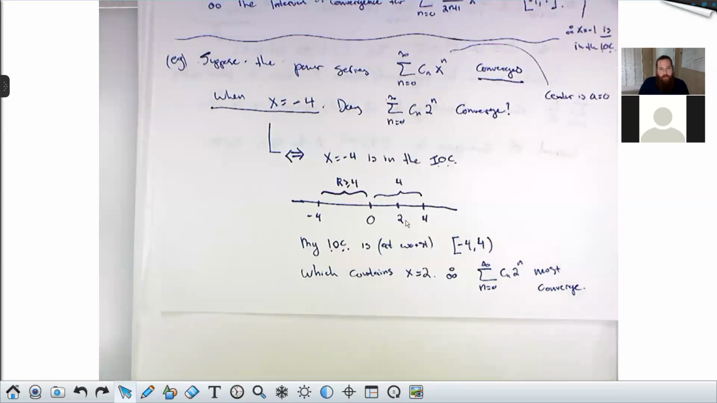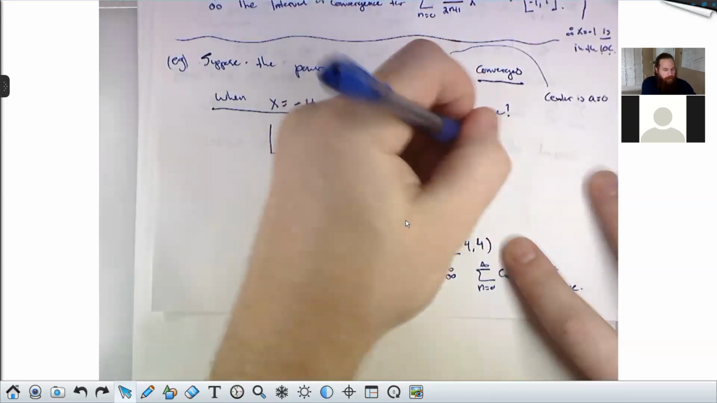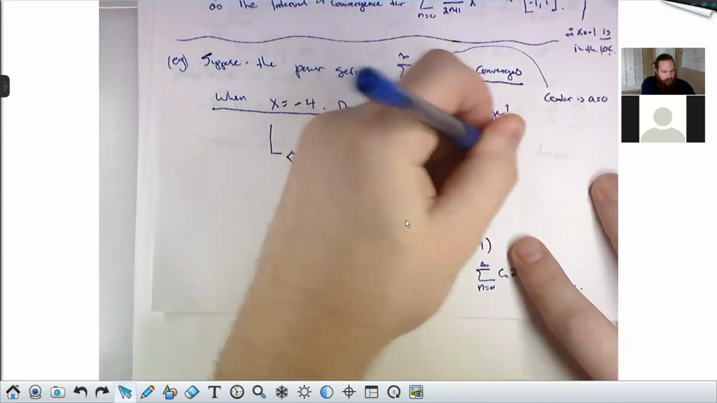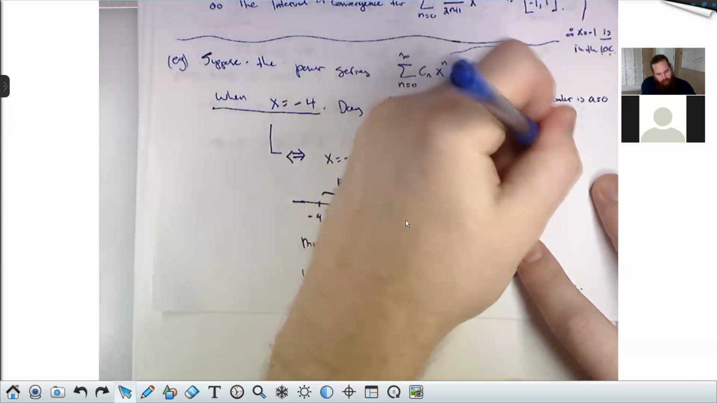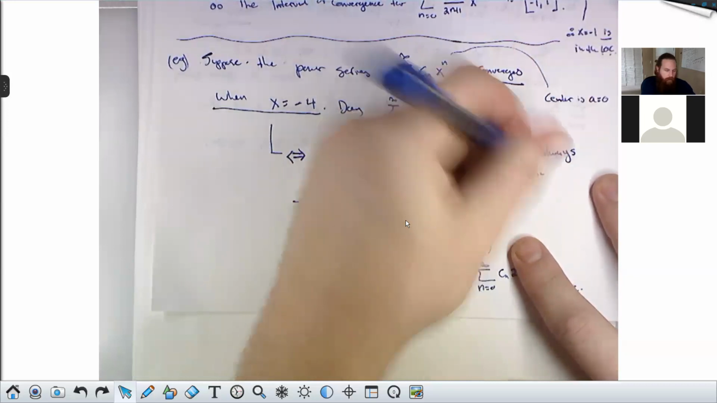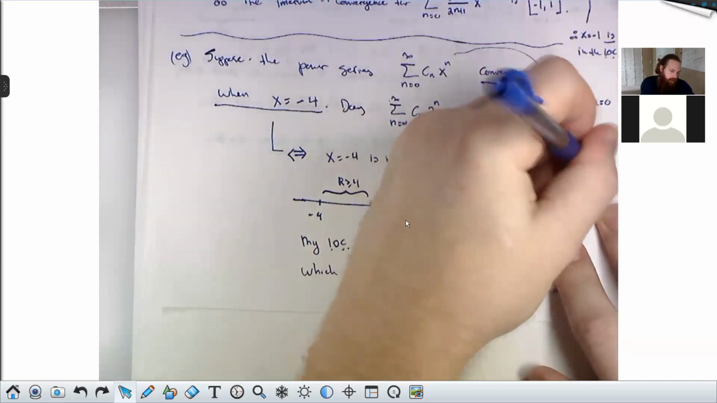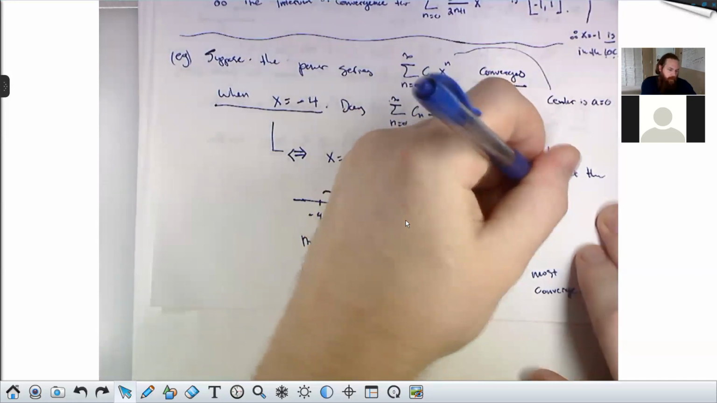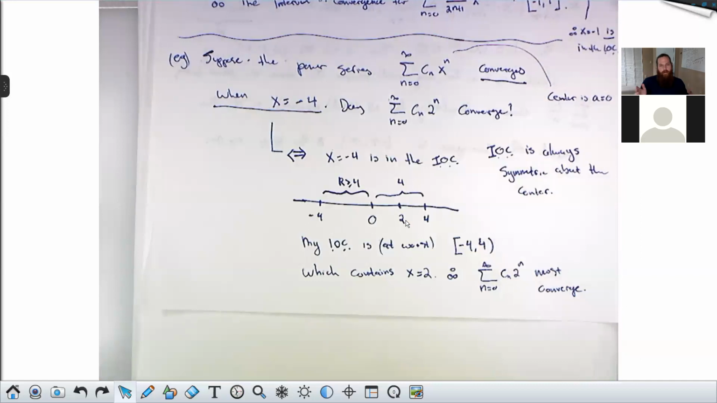These are fun questions. These are hard questions that require you to think very carefully about the shape and possible size of the IOC. Remember, IOCs are always symmetric about the center. Except at the endpoints, right? You might include one, you might not include the other. But if you can go left 4 and stay in the IOC, then you can go right 4 and stay in the IOC.